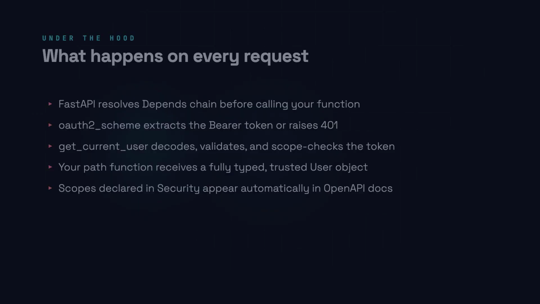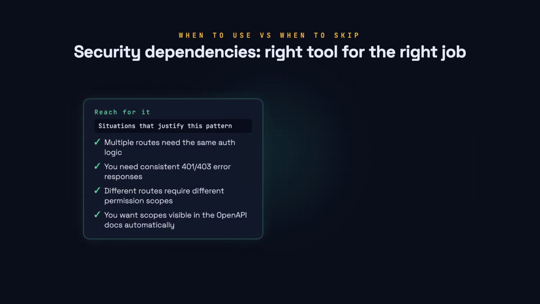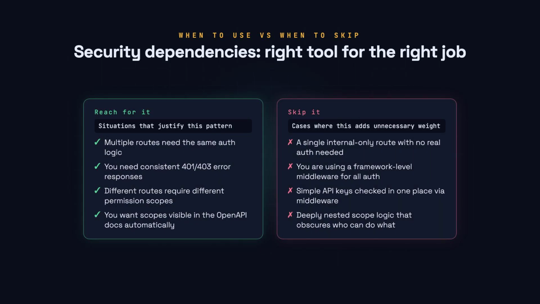self-documenting. This pattern shines when you have several routes that all need authenticated users, especially when some routes need tighter permissions than others. However, if every single request in your app goes through one piece of middleware that already validates auth, adding a per-route dependency is redundant weight. Similarly, if your permission logic becomes so deeply nested, with one dependency calling another, it can become hard to trace who is actually allowed to do what, which is a sign to simplify.